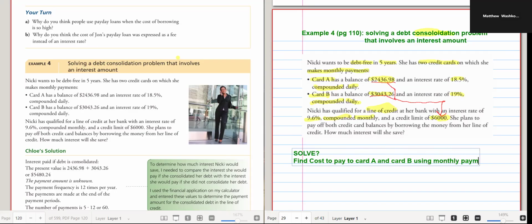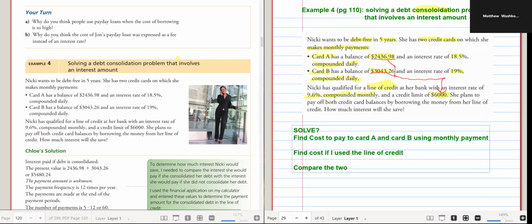So what happens if she instead just did this over 5 years? I'm going to do my monthly payments to pay it all off. What if she did that? So I'm going to find that cost, and then I'm going to find the cost if I used the line of credit and I compare the two, right? So it's a 3-step process here is really what we're doing. So let's start here with card A.